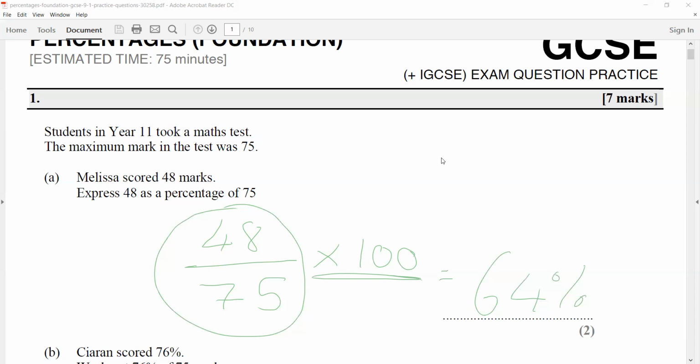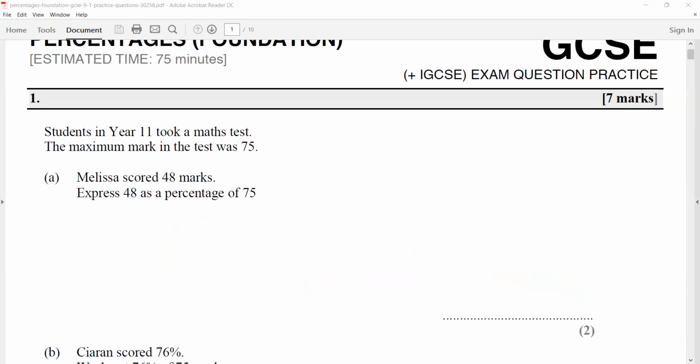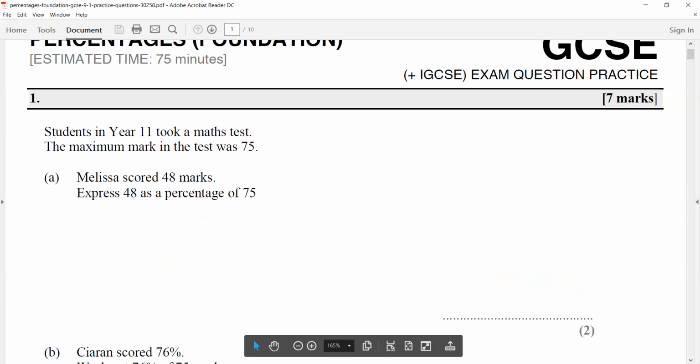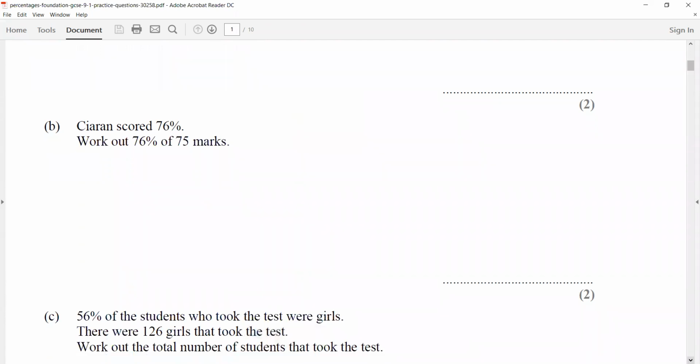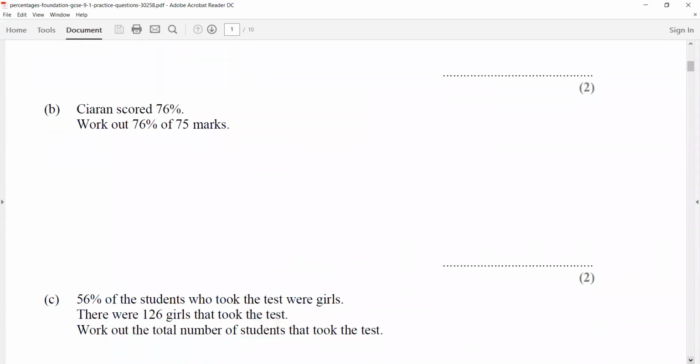Okay, next question. So a follow on from this. Where's the down button? There. So Kieran scored 76%, work out 76% of the 75 marks. So two different ways you can do this. First of all, you can just do 75 multiplied by 76% using that percentage button. Okay, so 75 multiplied by 76% equals 57.